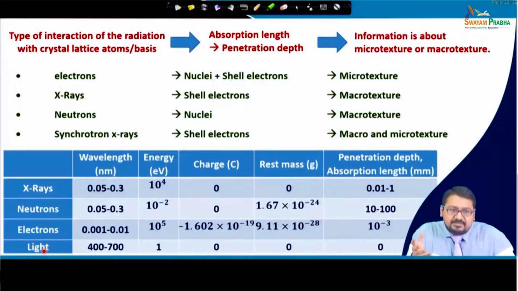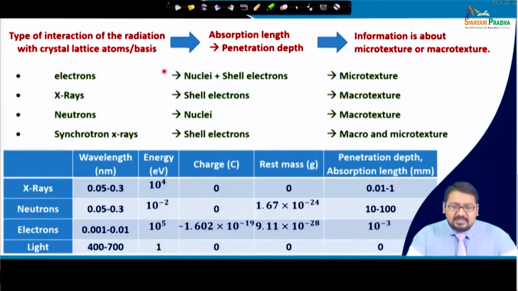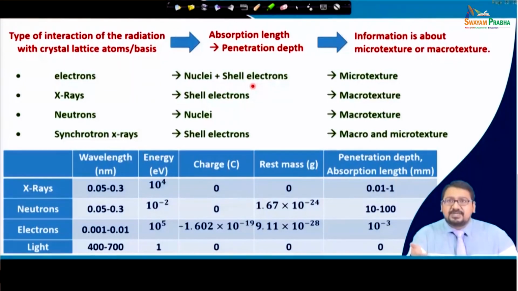these radiations, you see that the absorption length and penetration depth of these radiations depend upon the way these radiations interact with the matter. So, you see electrons interact with nuclei and the shell electrons, and so their penetration depth is very low, and therefore they give only microtexture information.